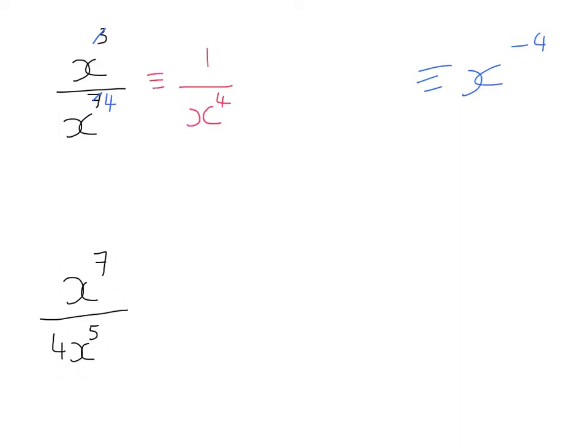For this example at the bottom, we have a higher power on the top this time. 7, subtract 5 is 2, so that leaves us with x squared on top and 4 on the bottom.